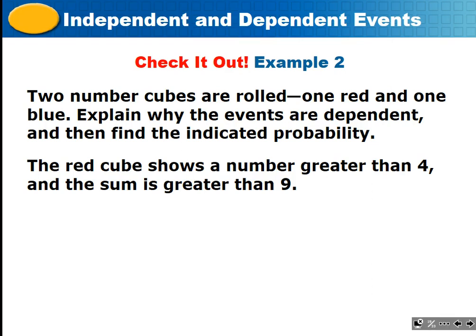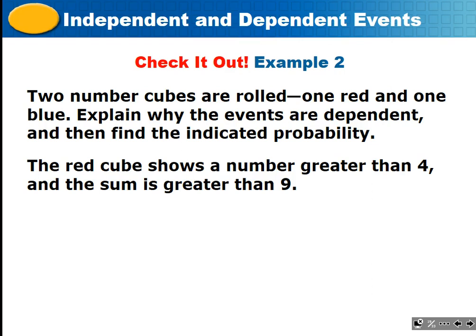So this says 2 number cubes are rolled, 1 red, 1 blue. Explain why the events are dependent, and then find the indicated probability. We haven't really talked about why it's dependent. It's dependent because one of the cubes is fixed, and the outcome of the second one depends on the first one. So the red cube shows a number greater than 4.